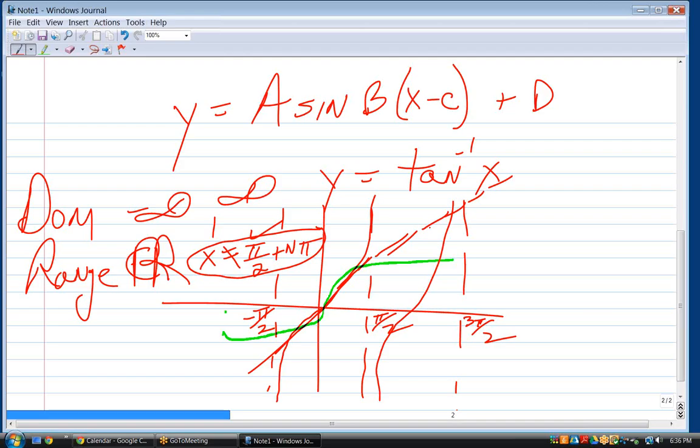Okay. And if I'm labeling the axes for the green function, then the x-axis is going to be labeled in numbers and the y-axis is going to be labeled in radians. So I'm going to have the pi over 2 right there if I am in green.